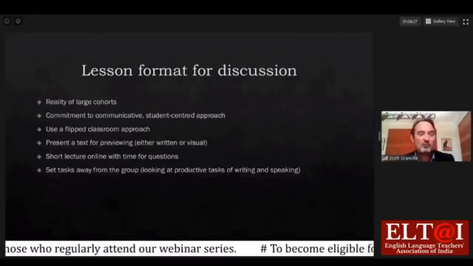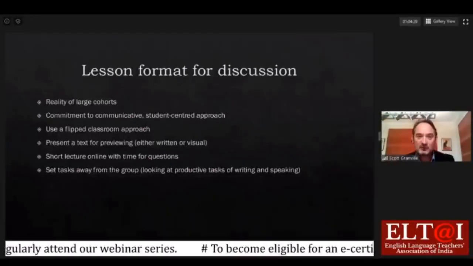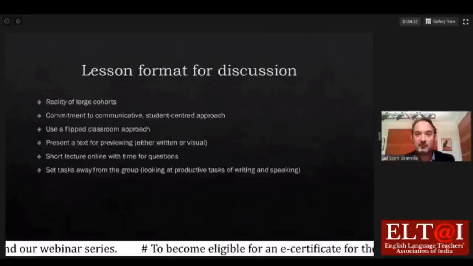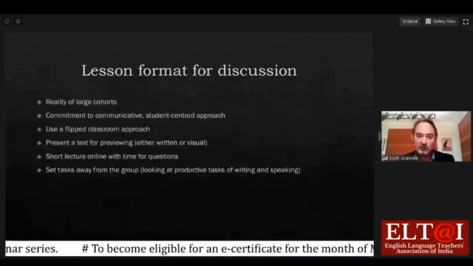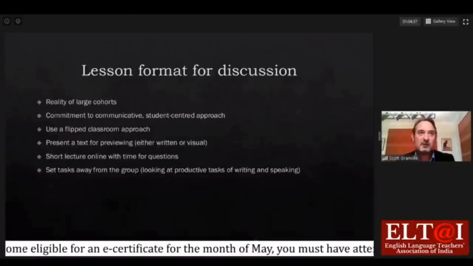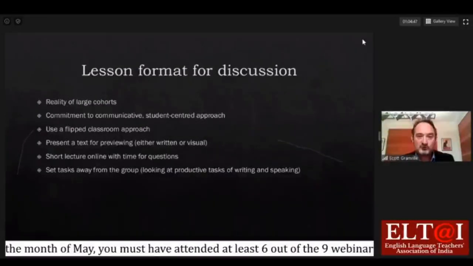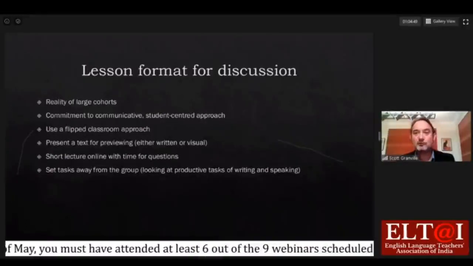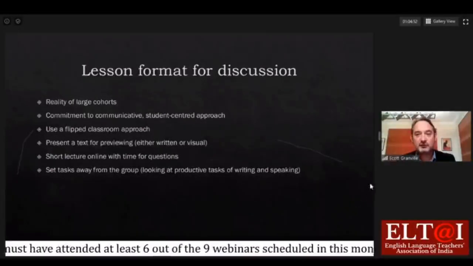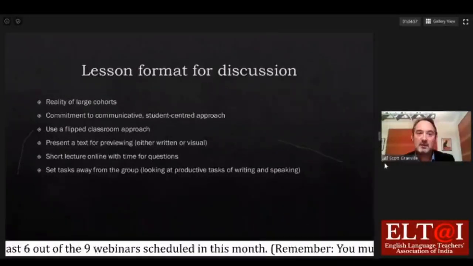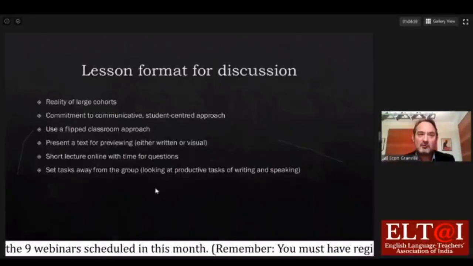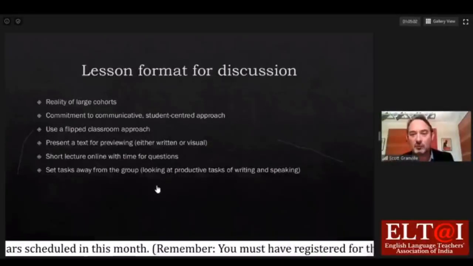However, the overriding aspect for me is a commitment to a communicative, student-centered approach. How do we engage our learners and how do we motivate them? Now, for many of us, the face-to-face aspect has been taken away for a short period or perhaps a longer period, but those principles of communication, and what our students need and want, are still reflected in how we approach online teaching. So one thing that I'm very interested in is what we call the flipped classroom approach.